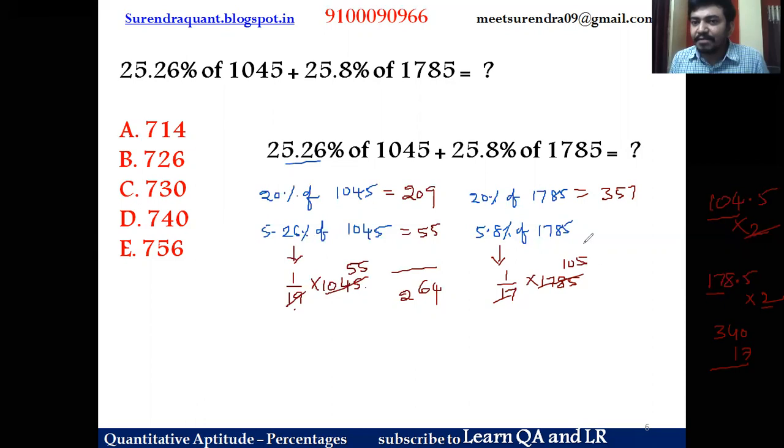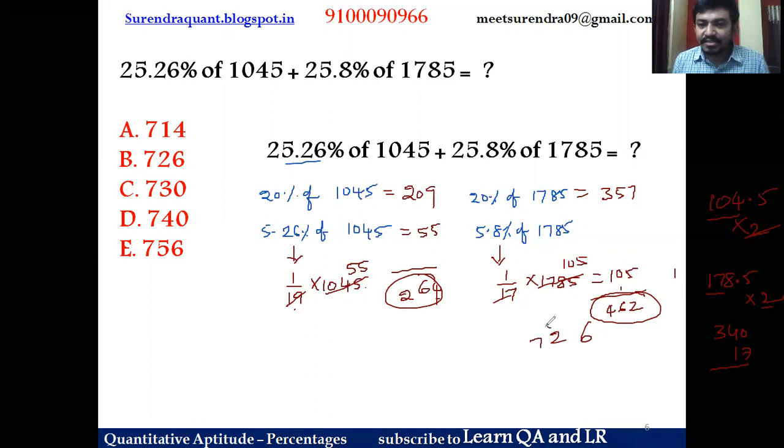So what is 357 plus 105? Is it 462? Now the first expression is 264. The second expression is 462. The summation: the unit digit is 4 plus 2, 6. 6 plus 6, 12. 2 plus 4, 6 plus 1, 7. So this is 726, option B.